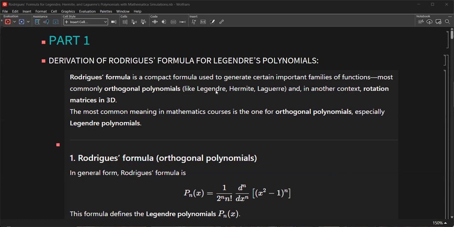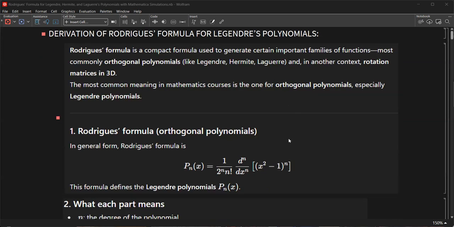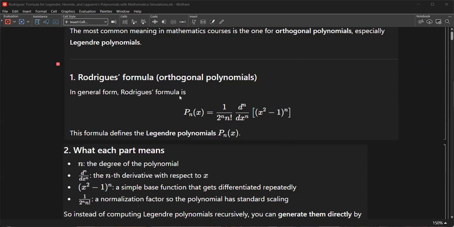Rodrigues formula is a compact formula used to generate certain important families of functions. Most commonly are orthogonal polynomials like Legendre, Hermite, and Laguerre, and in another context, rotation matrices in 3D. The most common meaning in mathematics courses is the one of orthogonal polynomials, especially Legendre polynomials. So we have the Rodrigues formula for orthogonal polynomials.